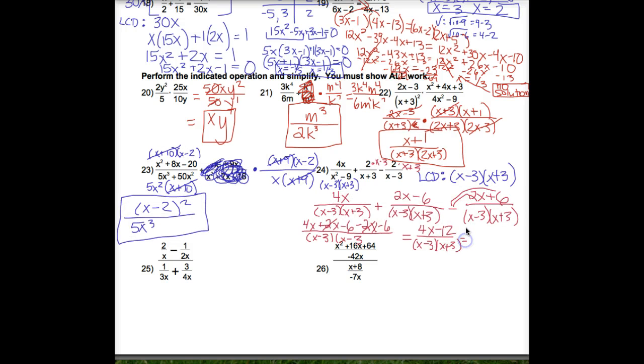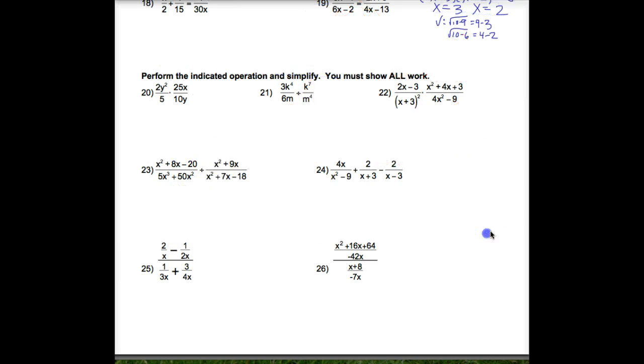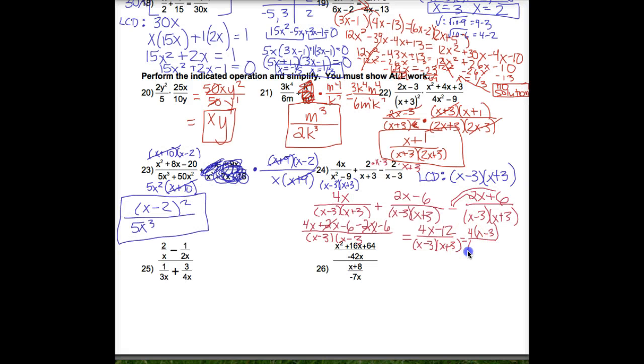Then that top factors, GCF of 4. And when I take the GCF out, then I have a common factor. The x minus 3's cancel. So I'm left with a 4 in the numerator and x plus 3 in the denominator.